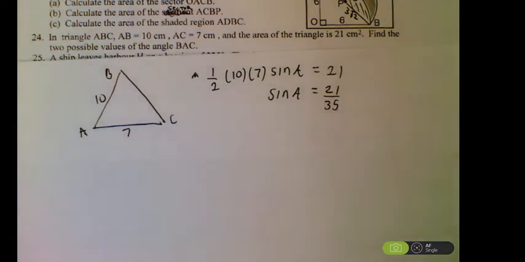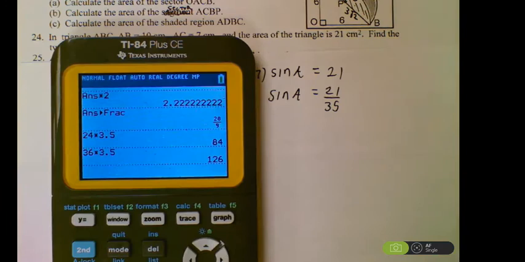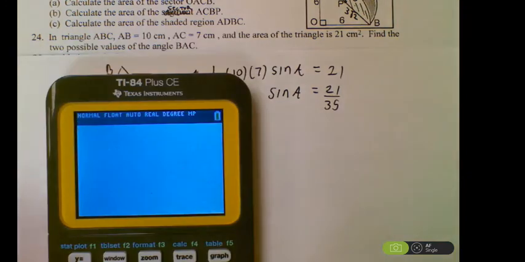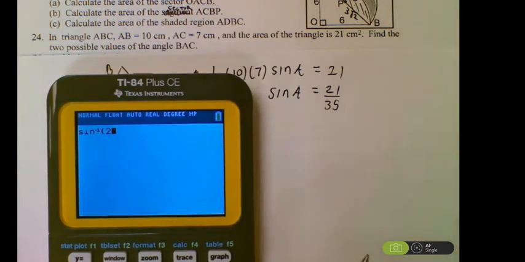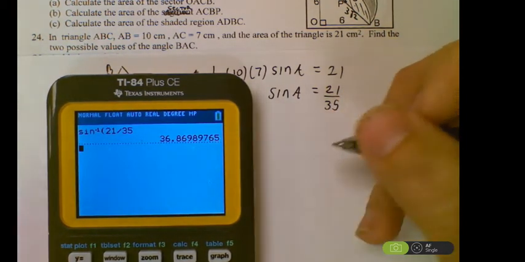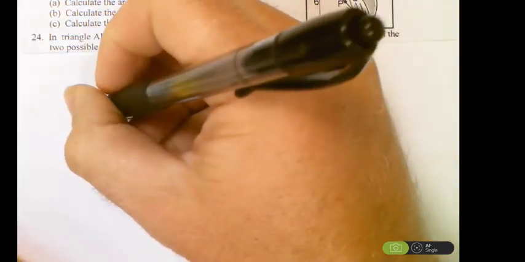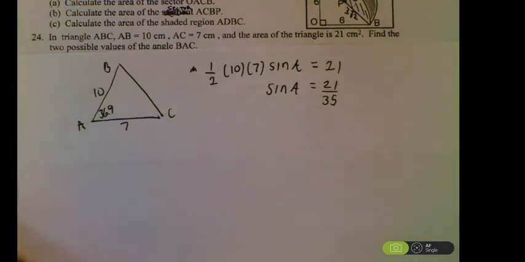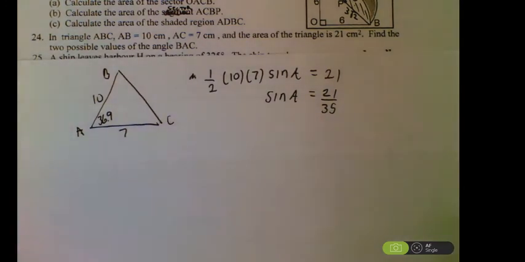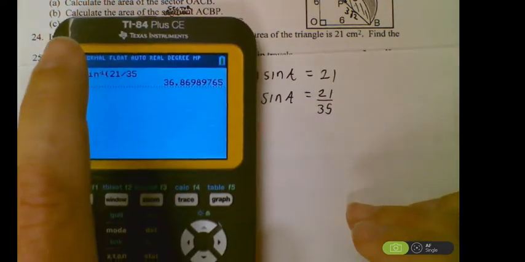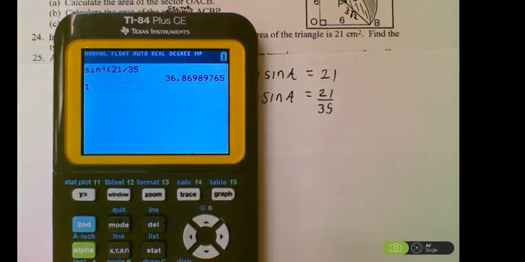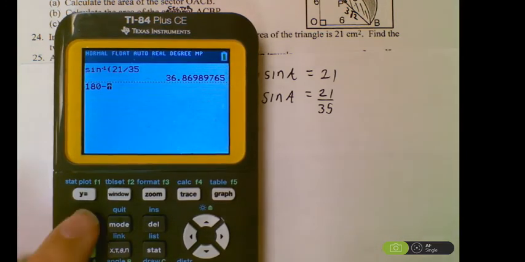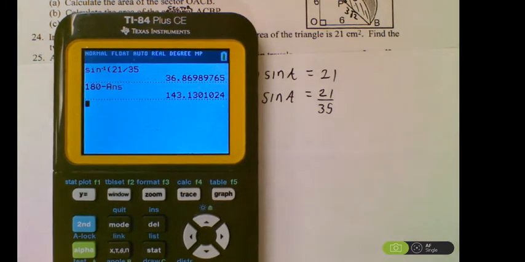And of course you could reduce that if you wanted to, but it's really not necessary because that's not our answer. Punch that in, inverse sine of 21 over 35. So we got 36.9 is one possible answer. This one says two possible answers, so if we also subtract that from 180, we can get the supplement to that. So 180 minus that answer is going to give us our other possible value. So those are the two possible answers for that one.